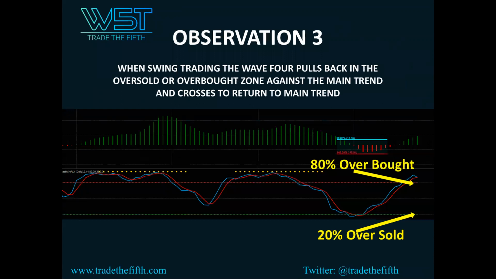Okay, stochastic. A lot of institutional traders use 25-75. I'm English, I'm conservative, I use 20-80, just to make sure that my oversold zone is a little bit lower. So I've got a good pullback, or my overbought zone is a little bit higher. So I use 80-20.